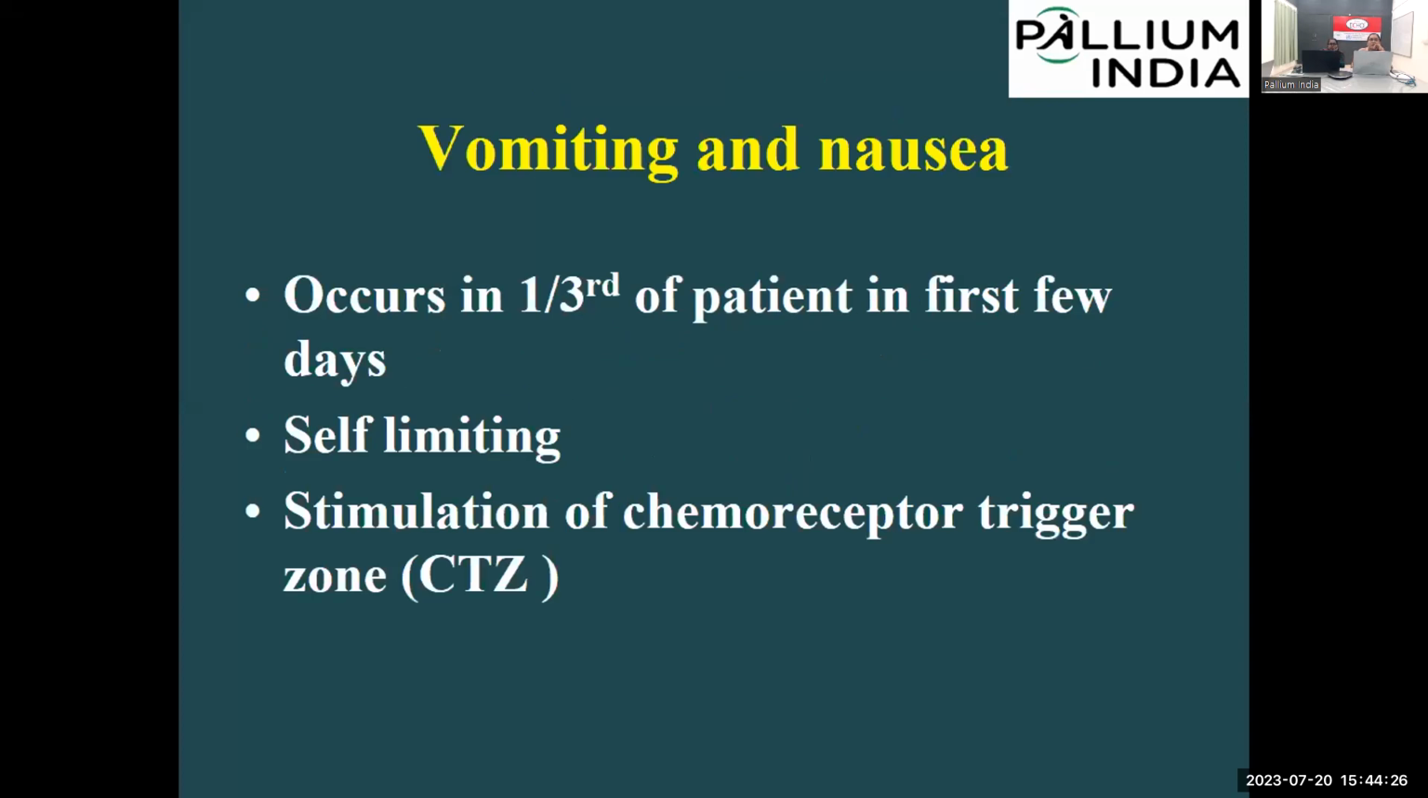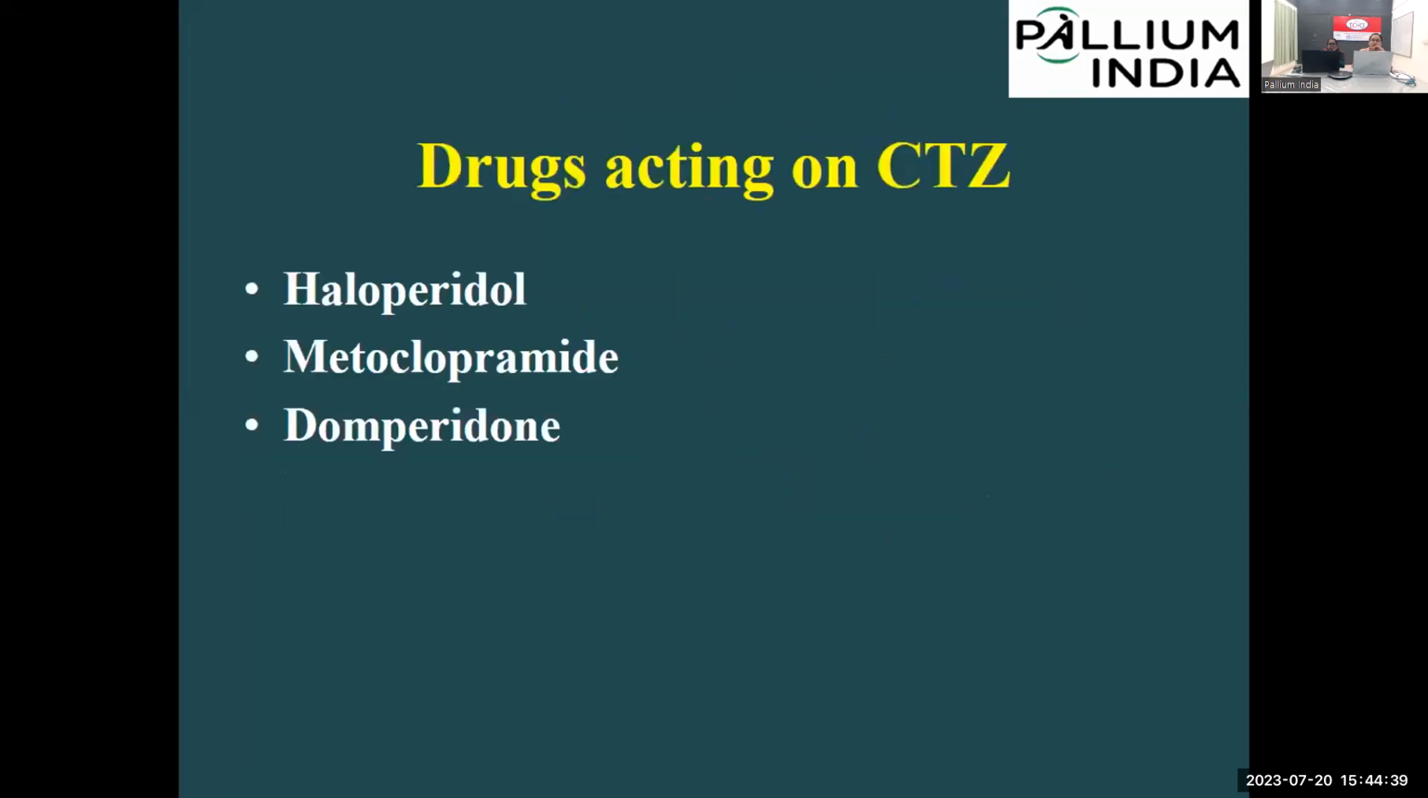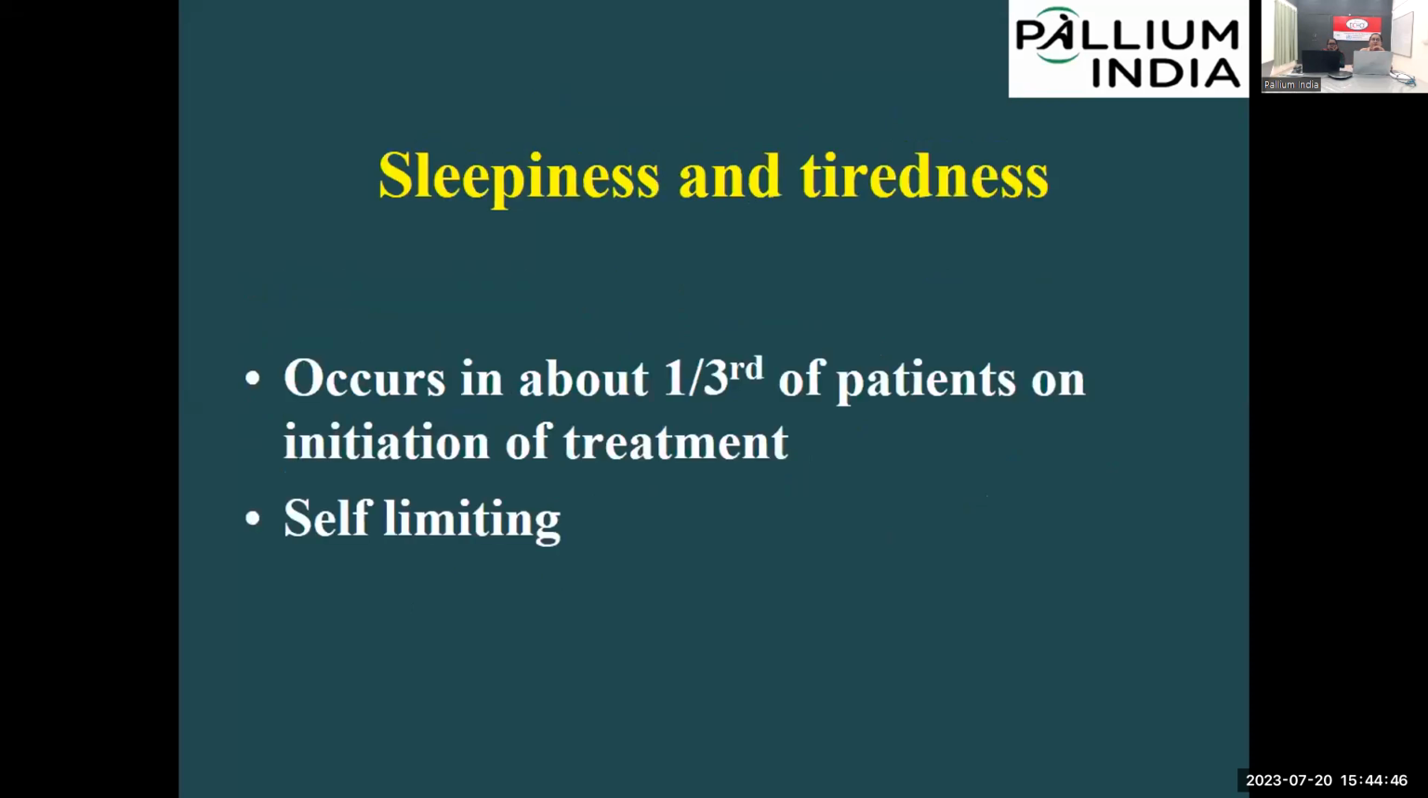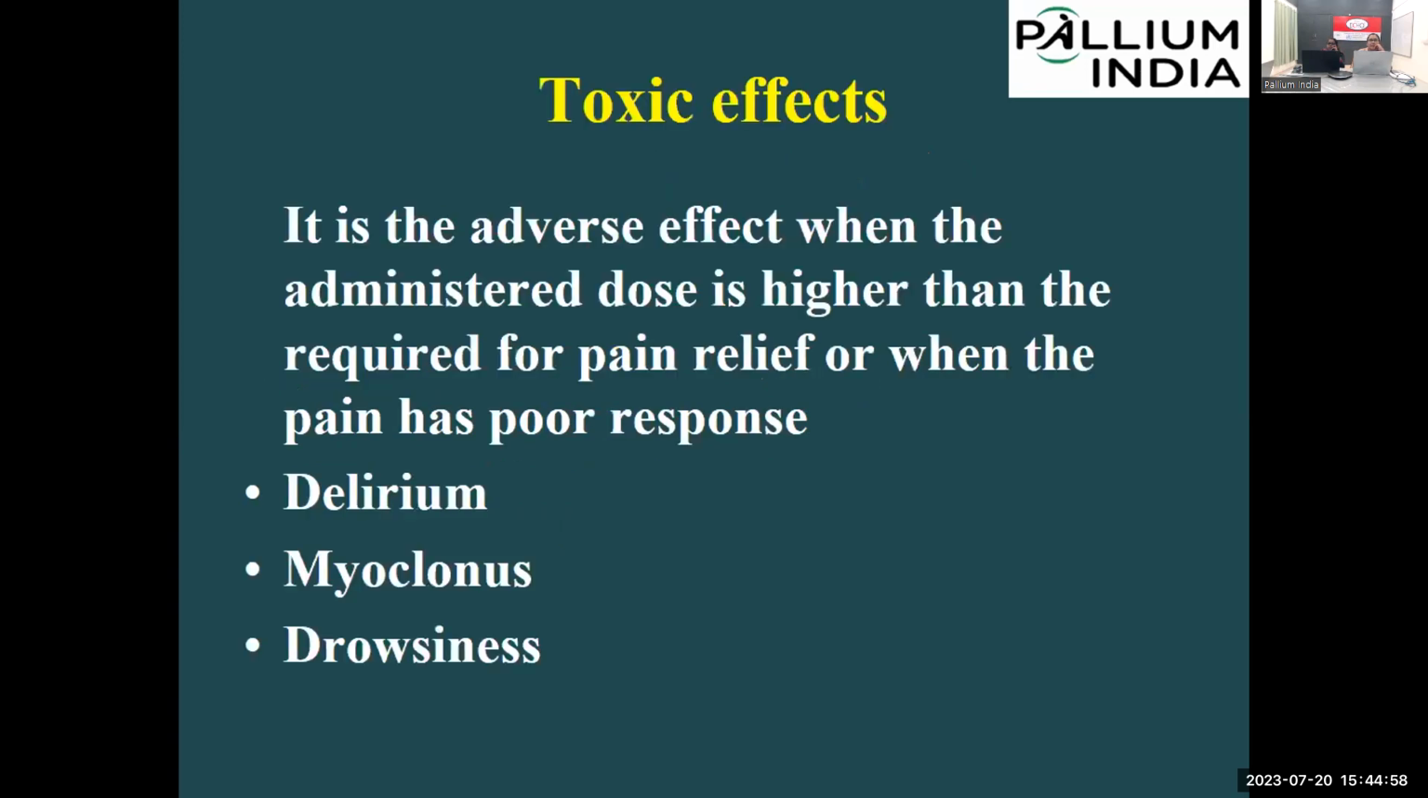Vomiting and nausea is usually a self-limiting symptom that occurs in 1/3 of the patients and lasts for the first few days. Usually this is due to the stimulation of the chemoreceptor trigger zone, and we prescribe metoclopramide, haloperidol or domperidone for management of nausea and vomiting. Another side effect that we come across is sleepiness and tiredness, which is also a self-limiting symptom. So those were the side effects.